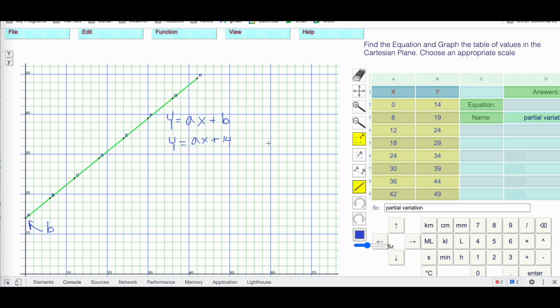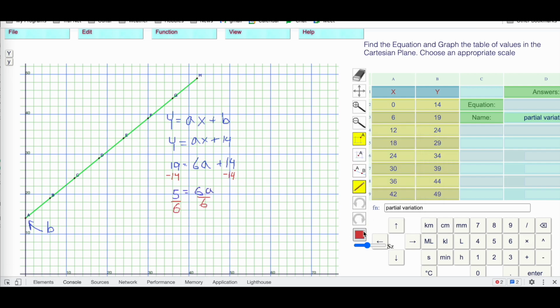I can plug in an x and a y value. Any x and y will do. Let's try 6 and 19. The y value is 19, the x value is 6. So we have a times 6 plus 14, or 6 times a. I'm going to write the 6 first. Subtract 14 from both sides, and that gives us 5 is equal to 6a. Get the a alone, divide both sides by 6.